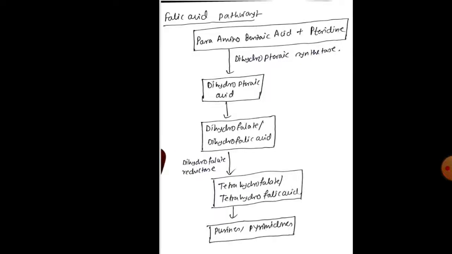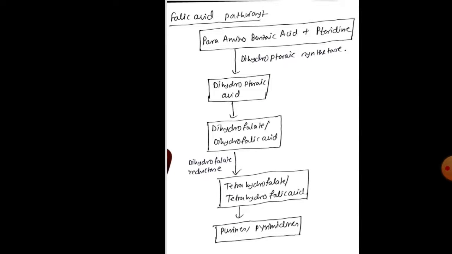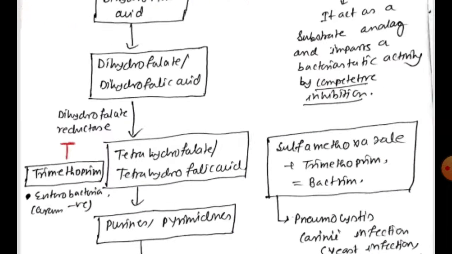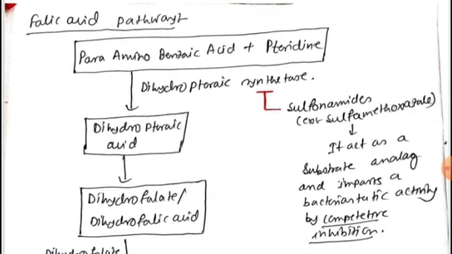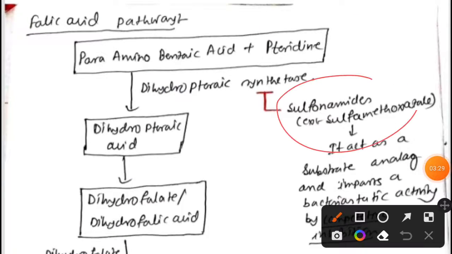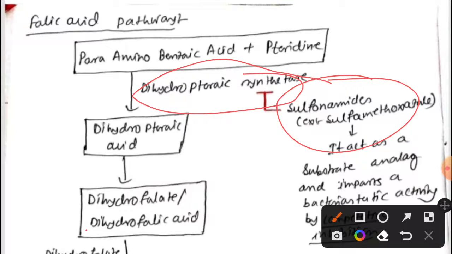Now let's see which kinds of drugs are available to inhibit the folic acid pathway. Again, all of them are bacteriostatic drugs. The first drug is the sulfonamides. They inhibit the first step of the folic acid pathway, the reaction between PABA and pteridine in the presence of dihydropteroic synthetase. Sulfonamides, for example sulfamethoxazole, act as a substrate analog, because an enzyme reacts with its substrate, right?